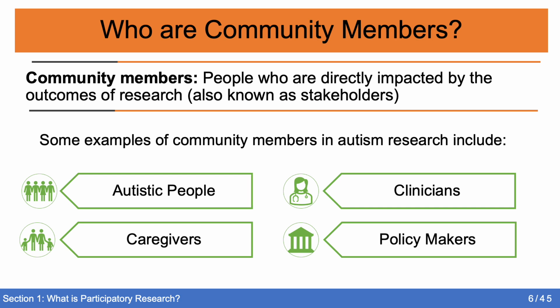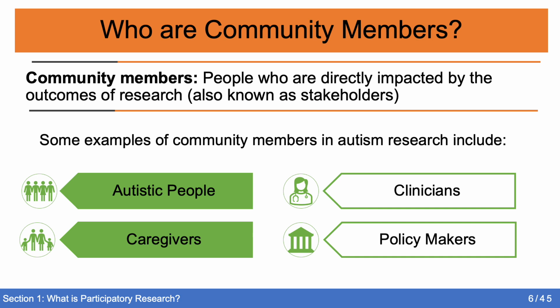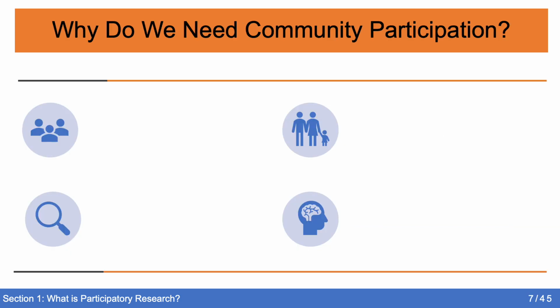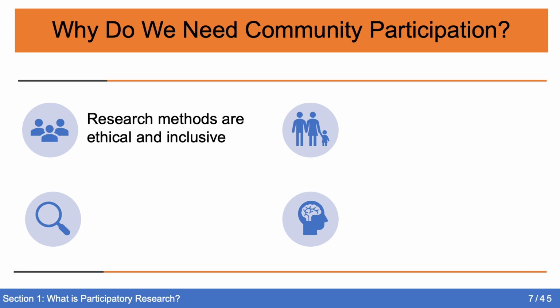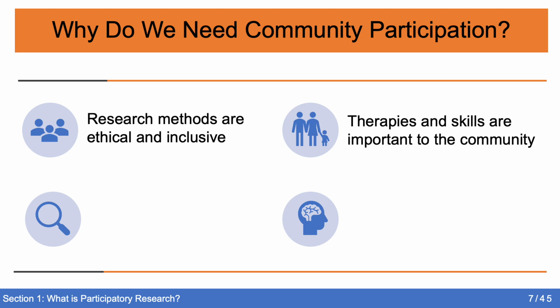Policymakers, because they decide which services get funded. We will focus on autistic people and caregivers in these modules. This also includes autistic caregivers. Community participation is needed for many reasons. Community members can make sure that research methods are ethical and inclusive. They also make sure that researchers are studying therapies and skills that are important to the community.